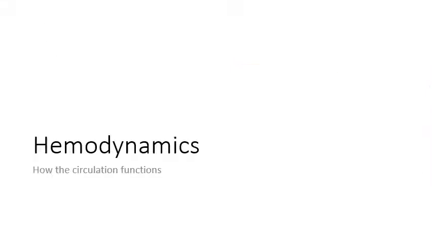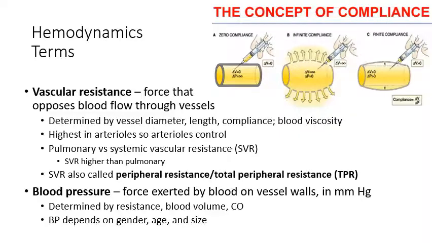So now we'll talk about hemodynamics, which is basically how the circulatory system is functioning to maintain blood pressure and blood flow. So first we'll talk about the difference between vascular resistance and blood pressure. They're very similar to each other, but in a way they're also the opposite of each other. Vascular resistance is the force that opposes the flow of blood through the blood vessels, whereas blood pressure is the force exerted by the blood on the vessel walls.